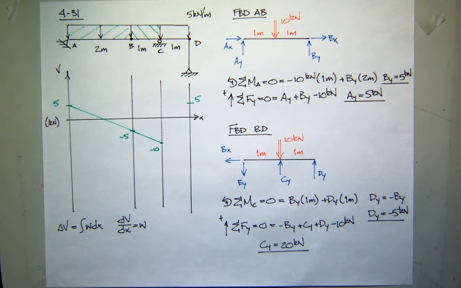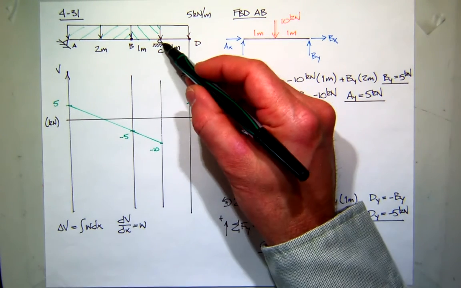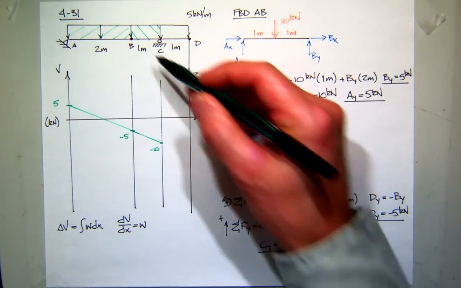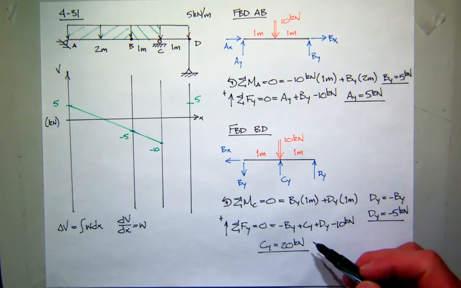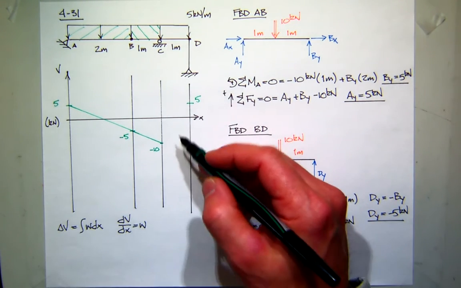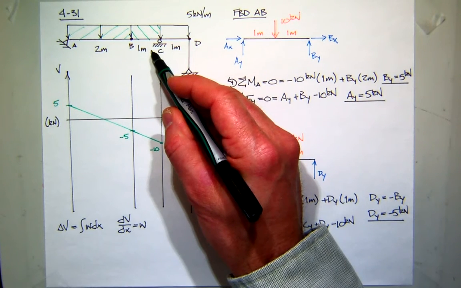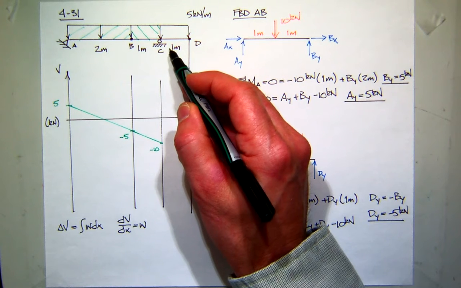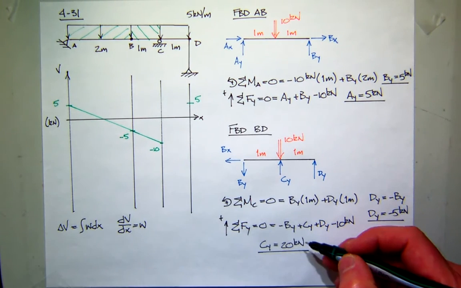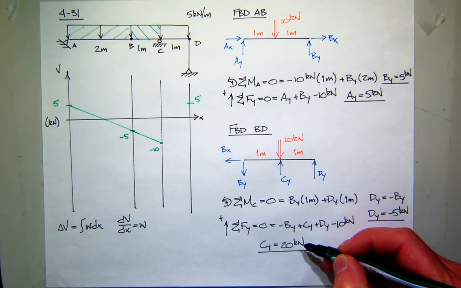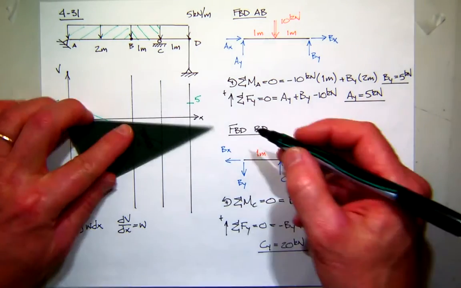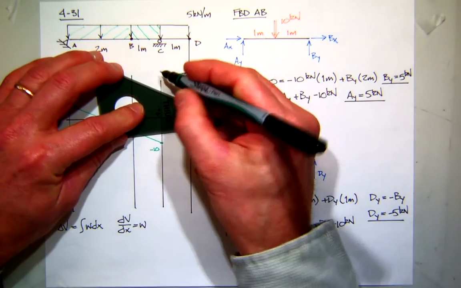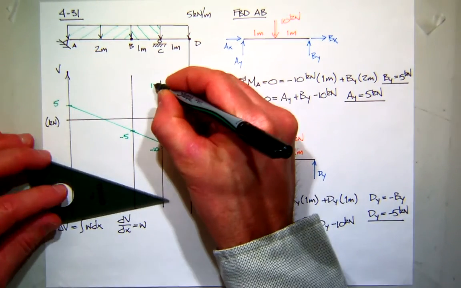Now, what happens at C? There is an external force, Cy, right? And we found Cy was up 20, so that means as I go from the left side of C to the right side of C, my shear changes by positive 20. So that means I should jump up to 10.